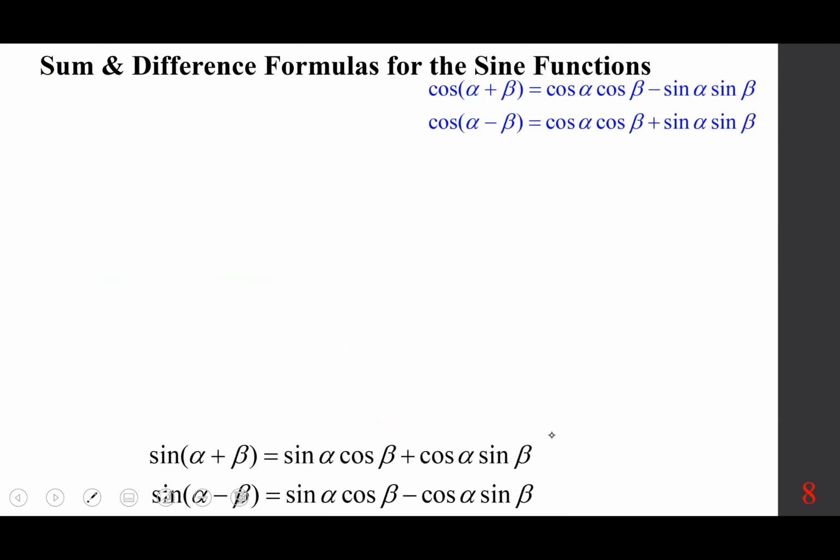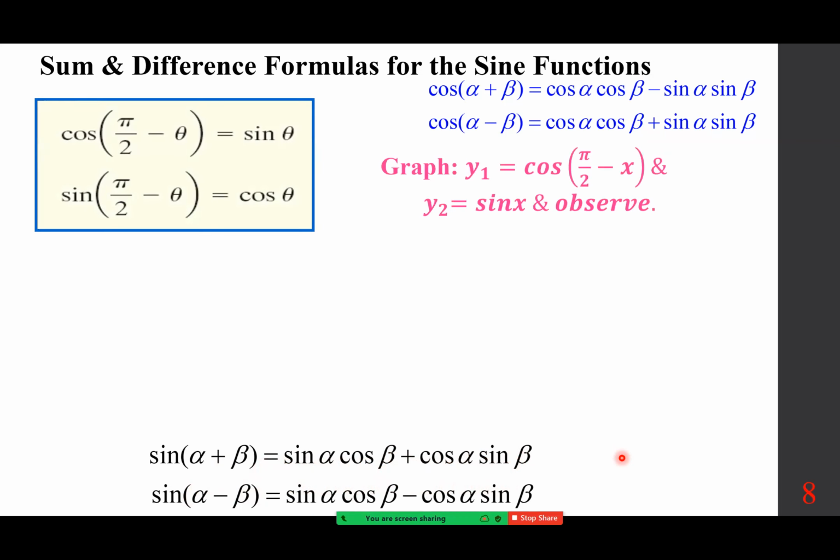All right, so we have those, and we want to get to sine of alpha plus beta is sine alpha cosine beta, plus cosine alpha sine beta. Sine of alpha minus beta is sine alpha cosine beta minus cosine alpha sine beta. So what we are going to do, we remember previously we discussed the graph showed that the cosine of pi over 2 minus x and sine x, they have the same graph, therefore they are the same function.